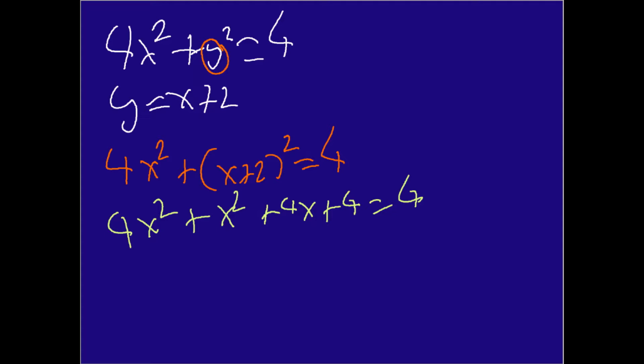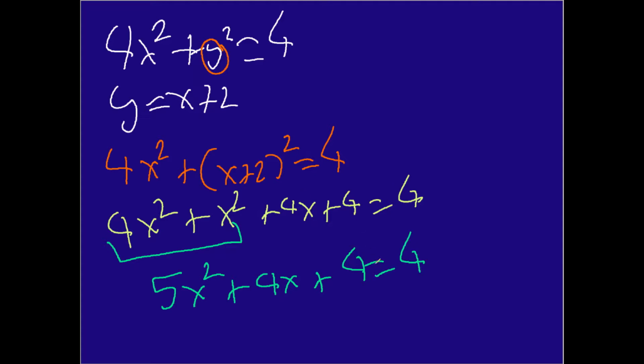Now I can just combine like terms. In this particular instance, I would combine these two, and the rest stay separate. I now have 5x squared plus 4x plus 4 equals 4. Now we want to make it a quadratic, so I simply subtract 4 from both sides, and I end up with 5x squared plus 4x equals 0. So I'm pretty close to being done.